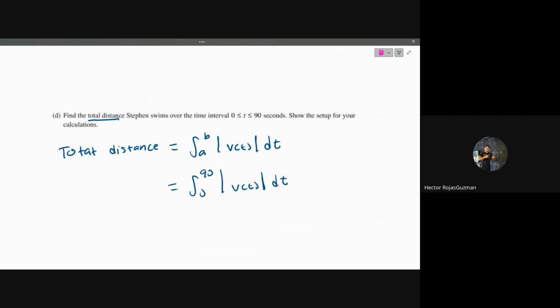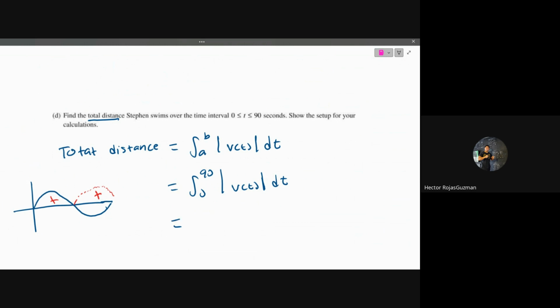What the absolute value is doing is, let's make a sketch of the graph here. The part of the graph that's negative, below the x-axis, is basically telling you that Steven is going back, right? What we want to do is make sure that we take the distance into account as positive distance traveled, right? That's what the absolute value is doing.